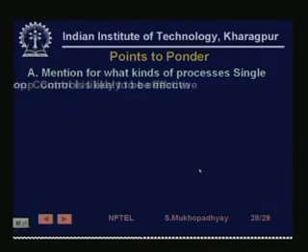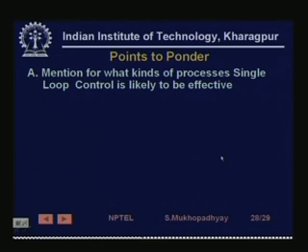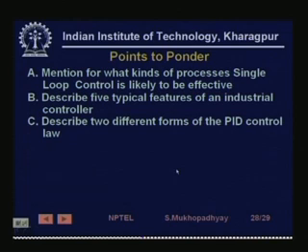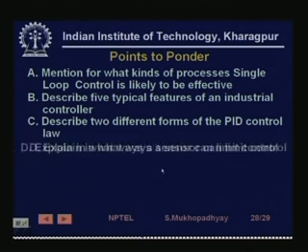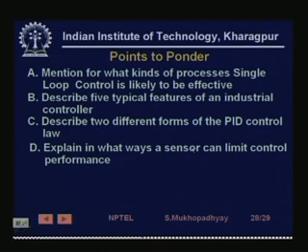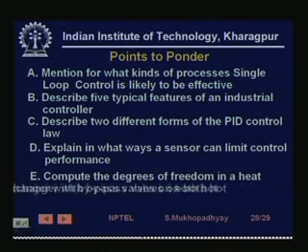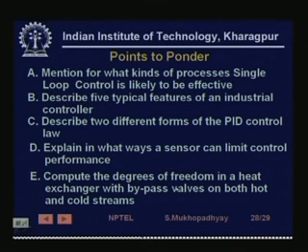So, you might ponder on these questions. For example, for what kind of processes is single loop control likely to be effective? Can you give an example? Can you state some typical features of an industrial controller, or the different forms of the PID control law and make their conversion? For example, form 3 to form 1, we have not yet done. Can you look at that? Explain in what ways a sensor or actuator can limit control performance, and compute the degrees of freedom in a heat exchanger. This is a nice problem. Take a standard heat exchanger with bypasses on the hot and the cold flow, put valves on them, and then try to compute the degrees of freedom.